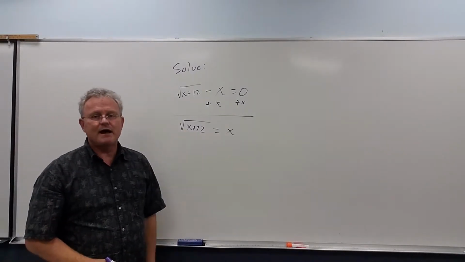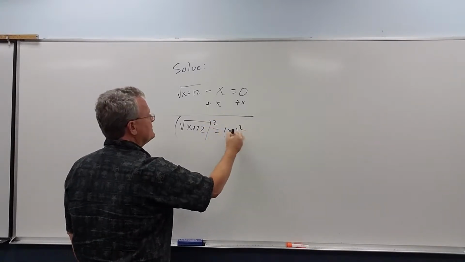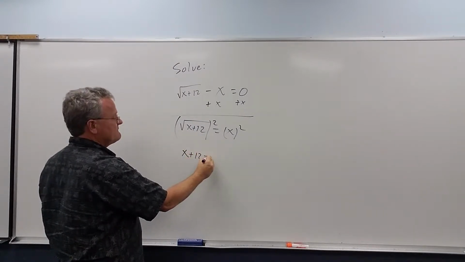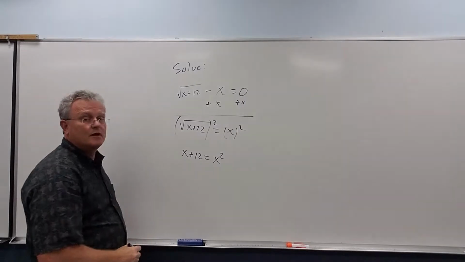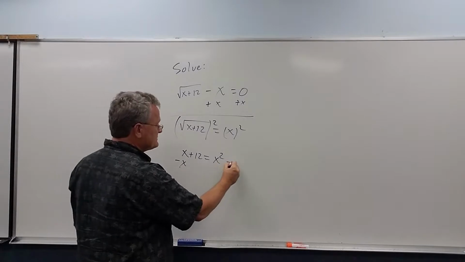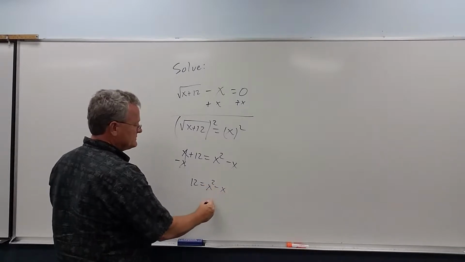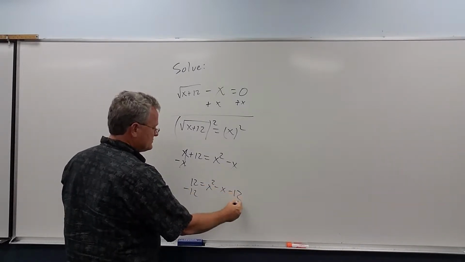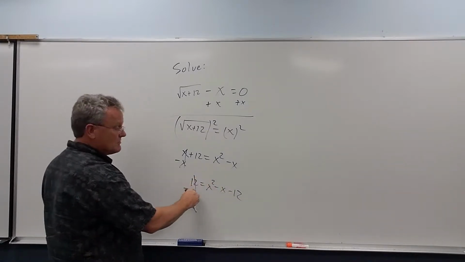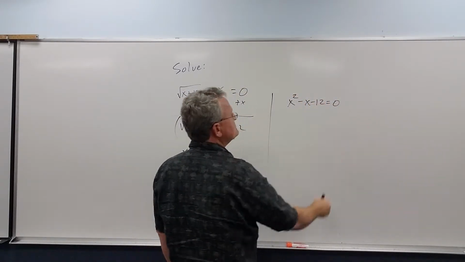Now that the square root is by itself, we square both sides. Squaring a square root, they cancel each other. We get x plus 12 equals x squared. Now, when I move x and 12 to the other side, when I subtract x, these cancel, and I get 12 equals x squared minus x. And now subtract 12 from both sides, and we get x squared minus x minus 12 is equal to 0.